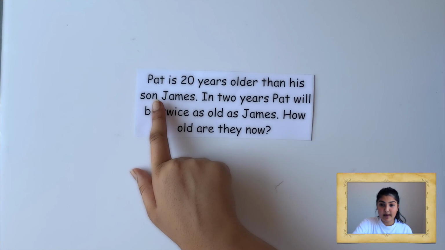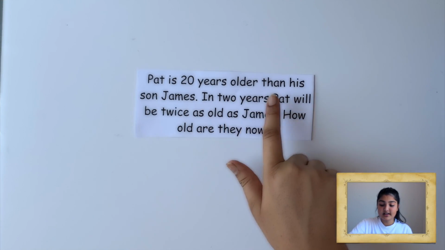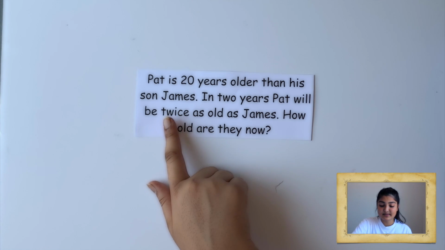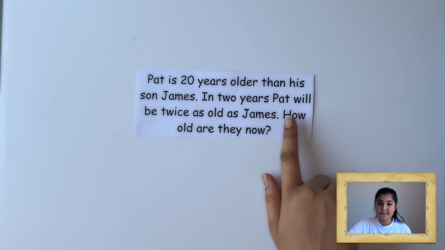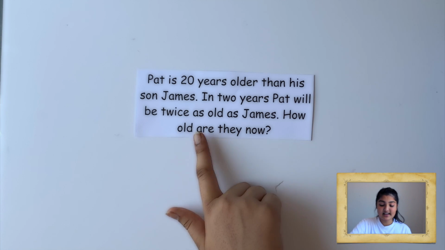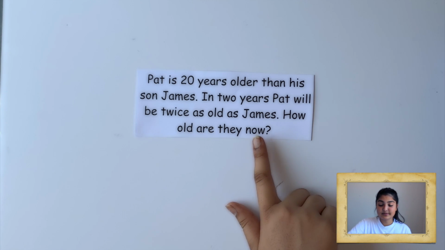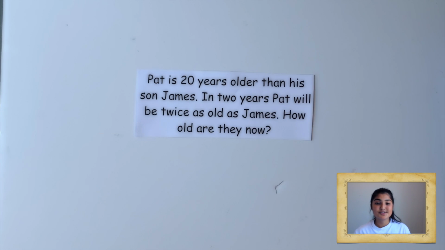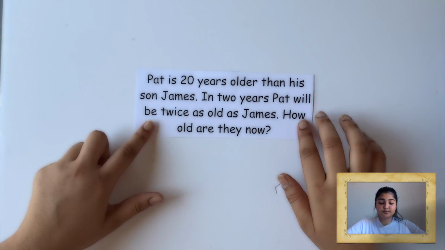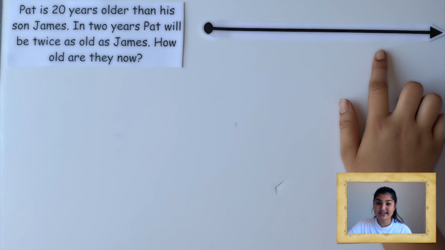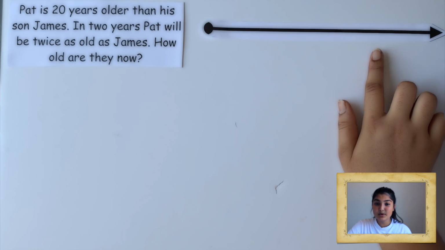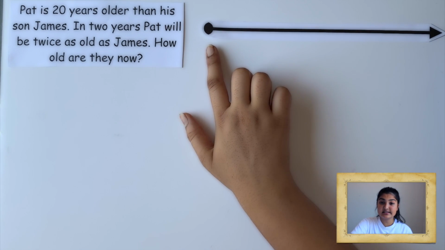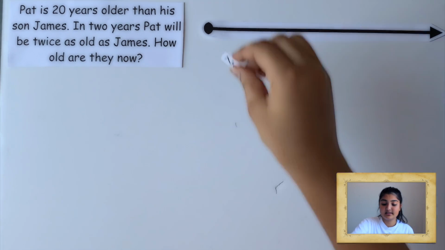Now let's look at a similar example. Pat is 20 years older than his son, James. In 2 years, Pat will be twice as old as James. How old are they now? Just like before, let's put this on a timeline. Here's our timeline. Let's represent this point as the time now.